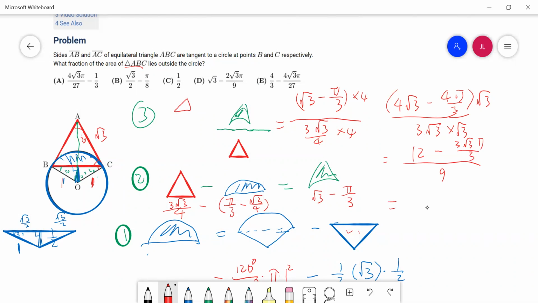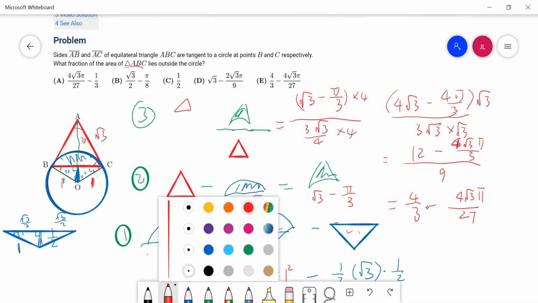So one step, 12 divided by 9, that's 4 over 3, minus this one. Oh, this is 4, sorry. Yeah. All right, so then this one is actually equal to 4 square root 3 pi over 3 times 9, that's 27. Yep, that's going to be our answer.